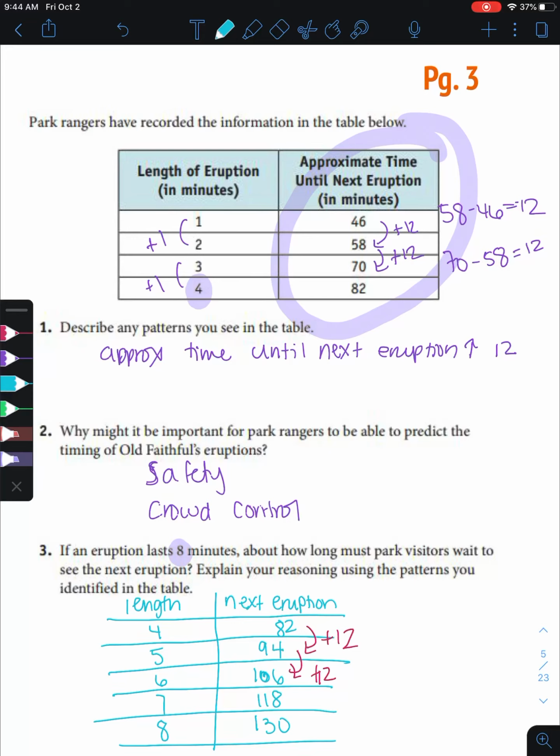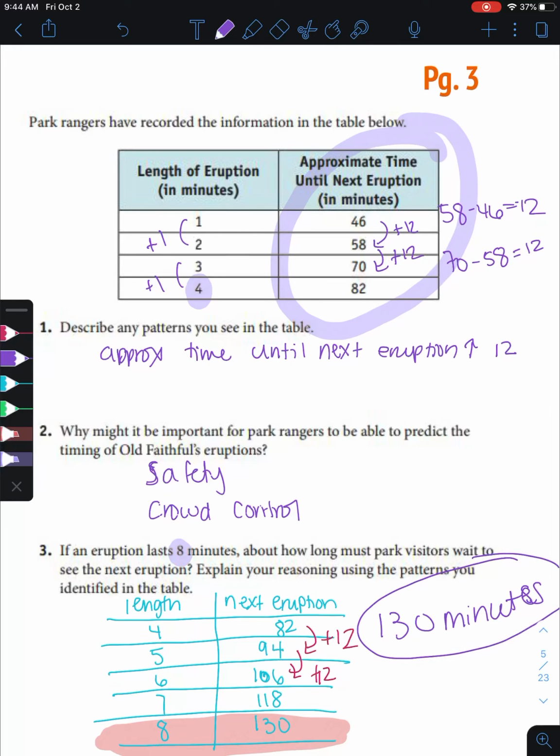All right, so if an eruption lasts 8 minutes, about how long must park visitors wait to see the next eruption? So I can look here at the length of 8, and I see it's 130 minutes approximately. I'm going to write my answer over here, and then I have my table there as my explanation. All right, so that is numbers 1 through 3 on 1-1, and I will have further videos for the rest of the lesson.